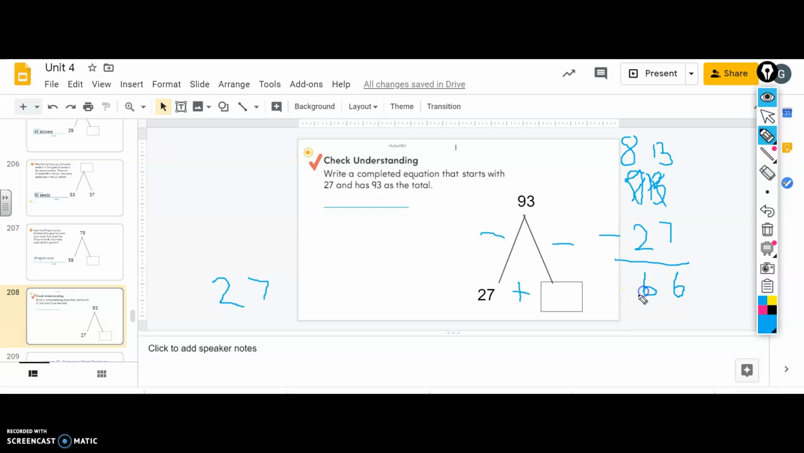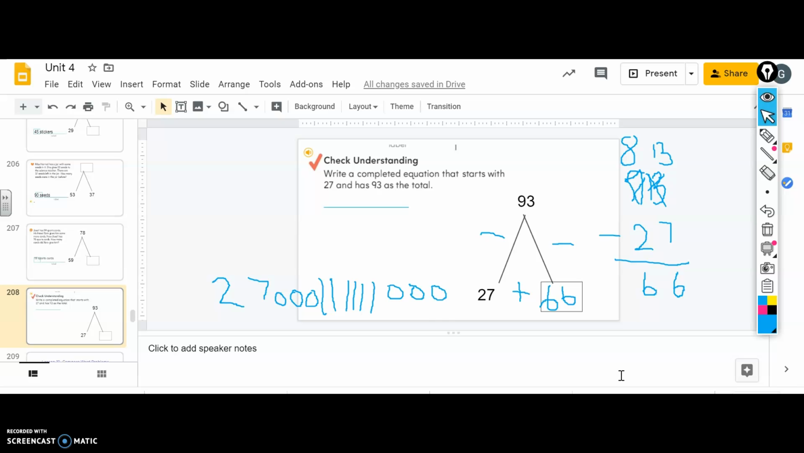I get 6. Okay, now let's do the adding up method. If I'm at 27, I need to get to 93. We should get the same answer. 27, 28, 29, 30, 40, 50, 60, 70, 80, 90, 91, 92, 93. Let's add it up. 10, 20, 30, 40, 50, 60, 61, 62, 63, 64, 65, 66. So we got the same answer both ways that we did it.